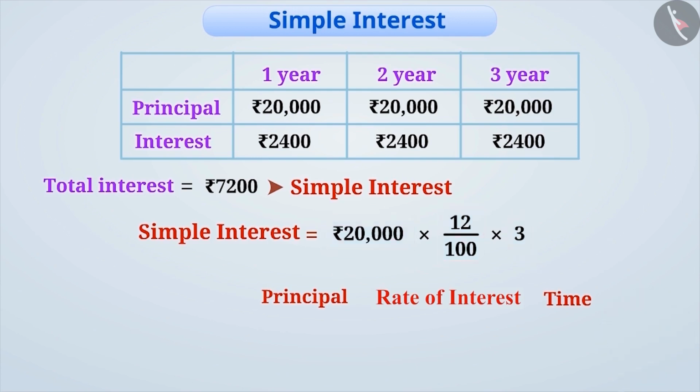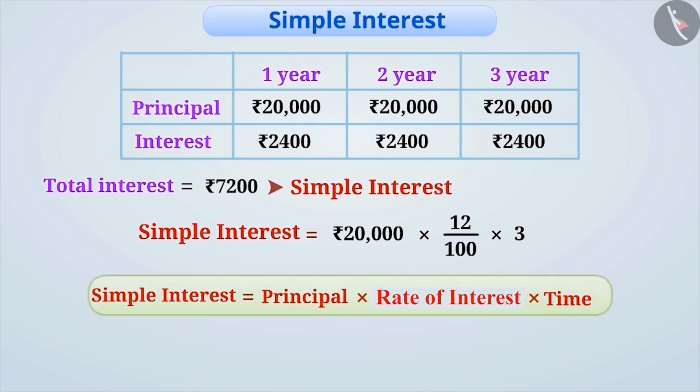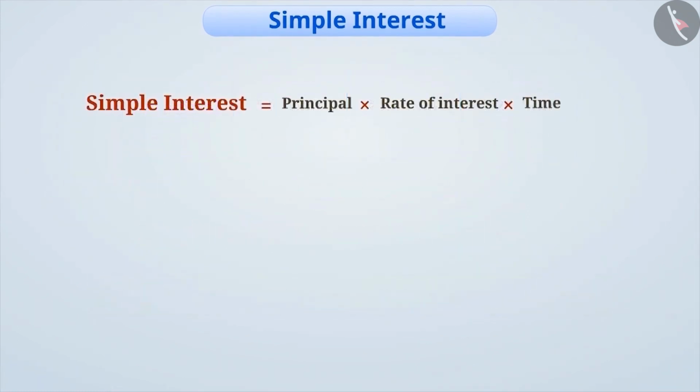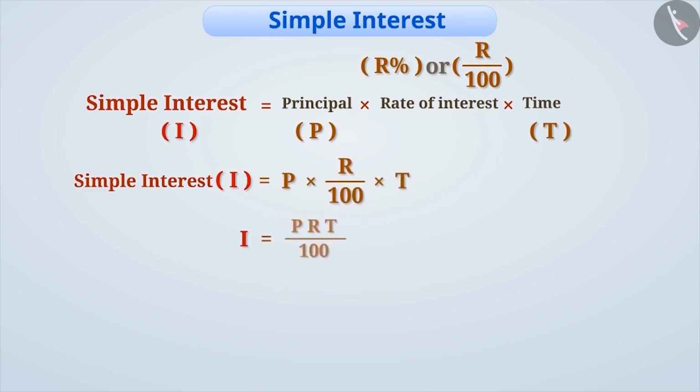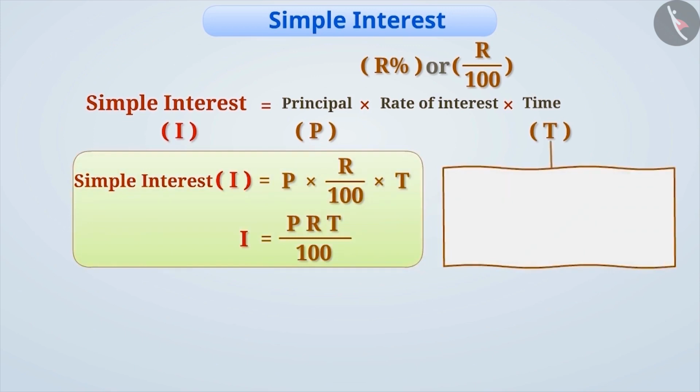Absolutely right. This will be simple interest is equal to principal into rate of interest into time. If we represent simple interest as I, principal with P, rate of interest with R% or R by 100, and time with T, then we can write the formula to calculate simple interest, that is I is equal to P into R by 100 into T or PRT by 100. Remember that time should always be expressed in years. If time is given in months, then convert it into years by dividing it by 12.